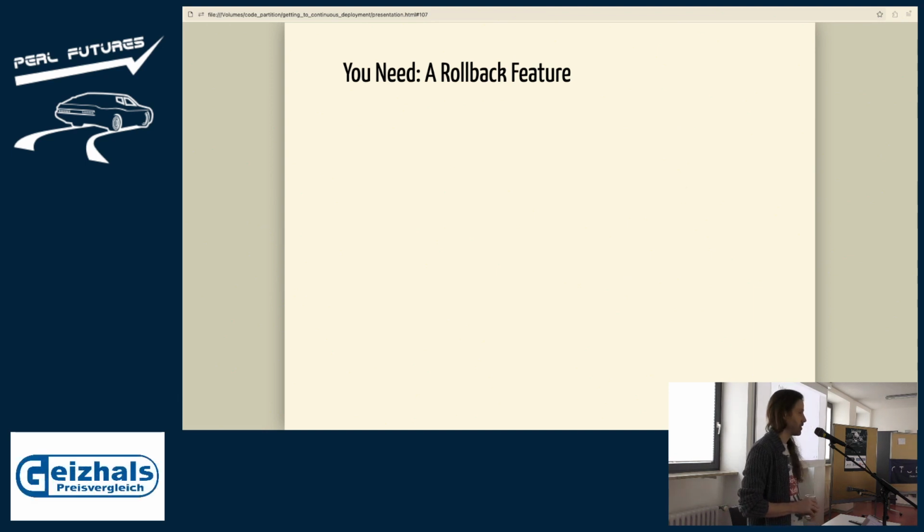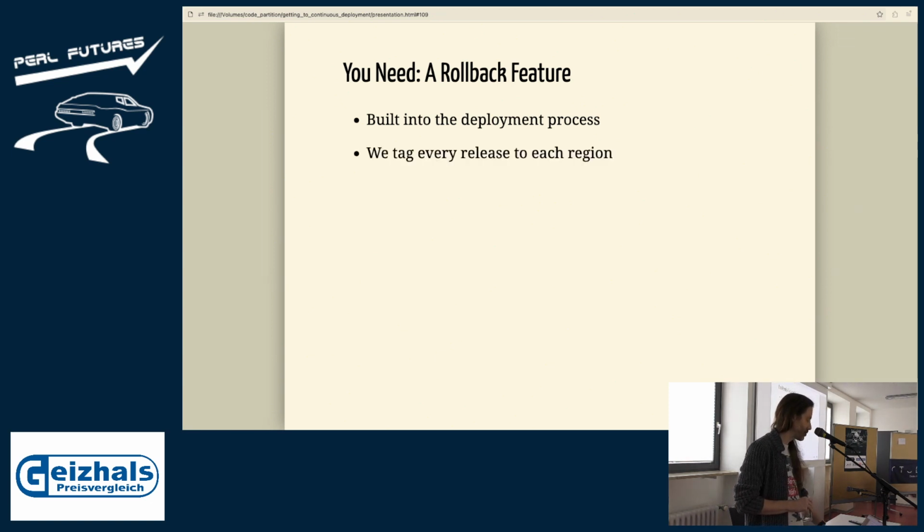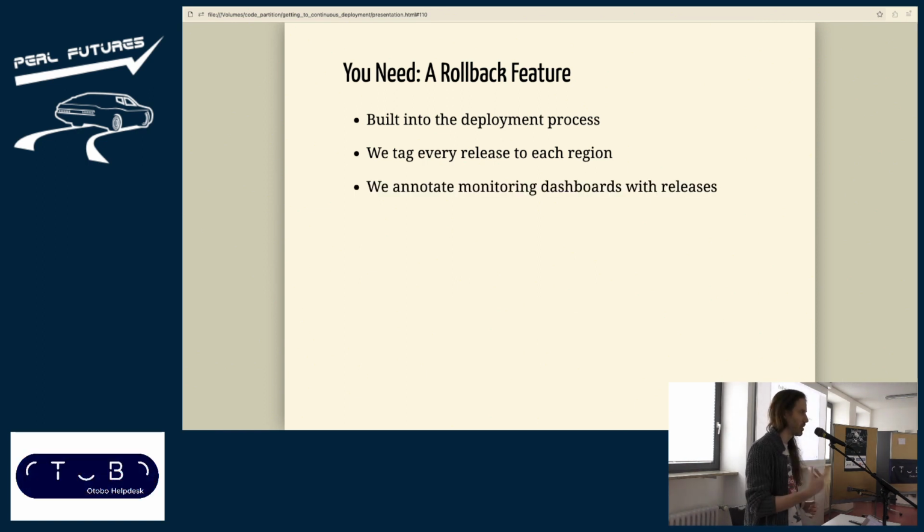And you need a rollback feature. So you're going to need to roll back at some point. It's inevitable, and it needs to be built into the deployment process. What we do is we tag every release to each region, and we annotate our monitoring dashboards with those tags so we can see precisely when a release goes out.